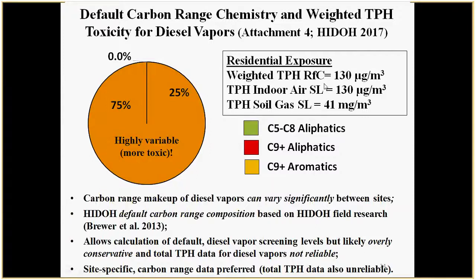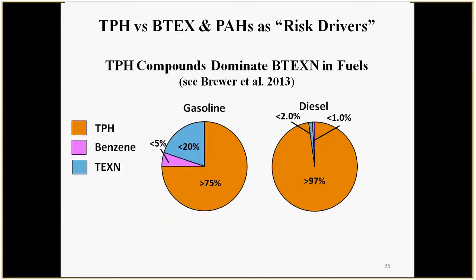So you see the weighted TPH reference concentration is lower than it was for gasoline. It means it's more toxic. The indoor air screening level is lower. The soil vapor screening level is lower. Again, this allows a quick comparison to field data. We'll talk more about that later. So that's how the screening levels can be developed for TPH carbon ranges and weighted concentrations. I know it seems complicated. It's not that complicated when you look at it in detail.